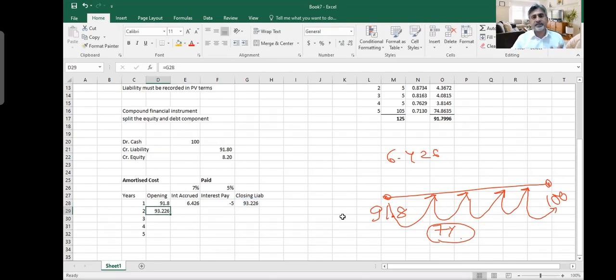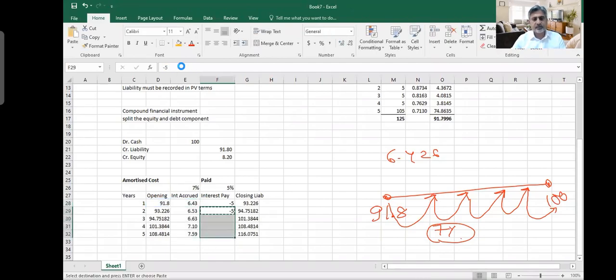So in the second year, your opening liability is 93.26. Again, you will accrue your 7%. And this time, if you see, the numbers have changed because your principal amount has changed. Before it was 6.43, now it is 6.53. Again, you pay 5 million because every year you are paying 5 million, and then you continue this process. So in year 5, you become exactly 100 million. You started with 91 million and you come up to 100 million.